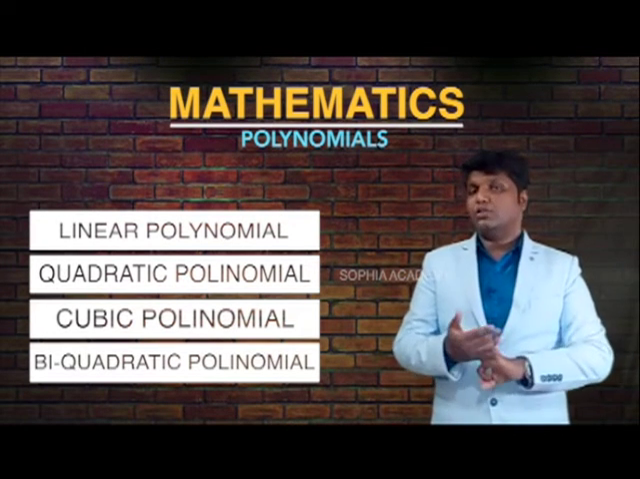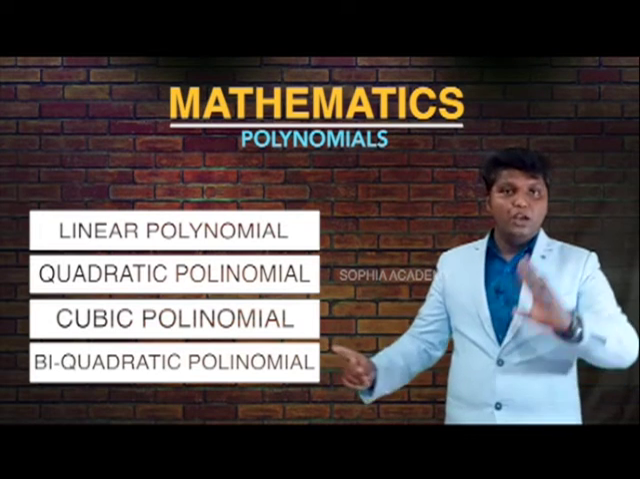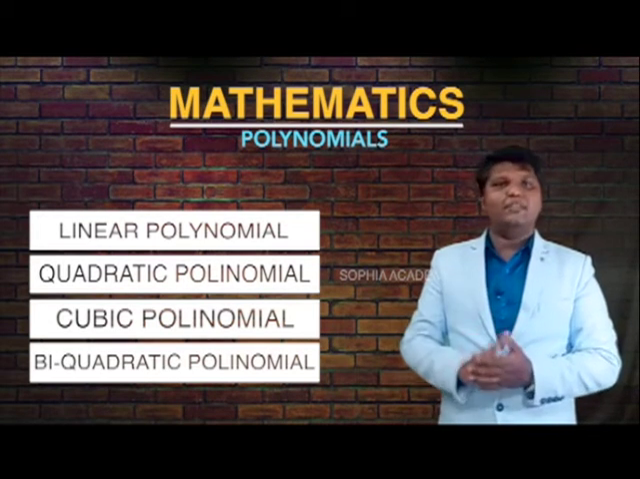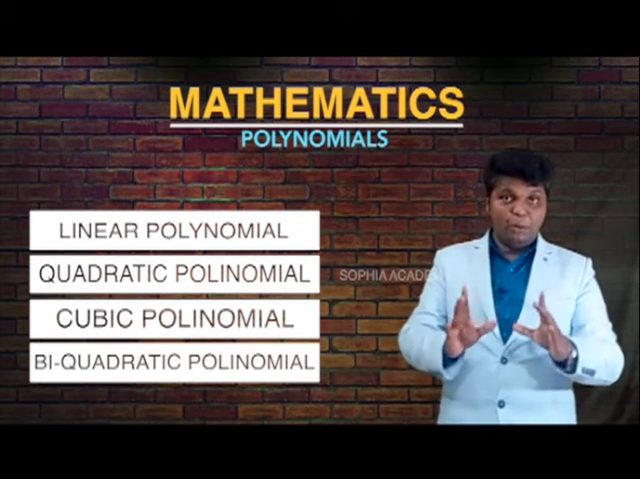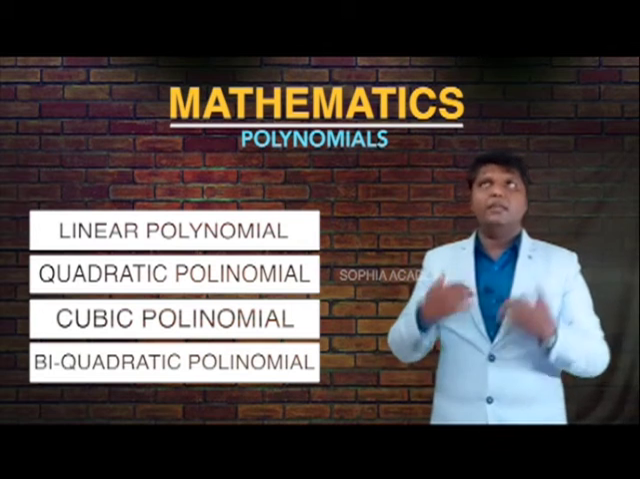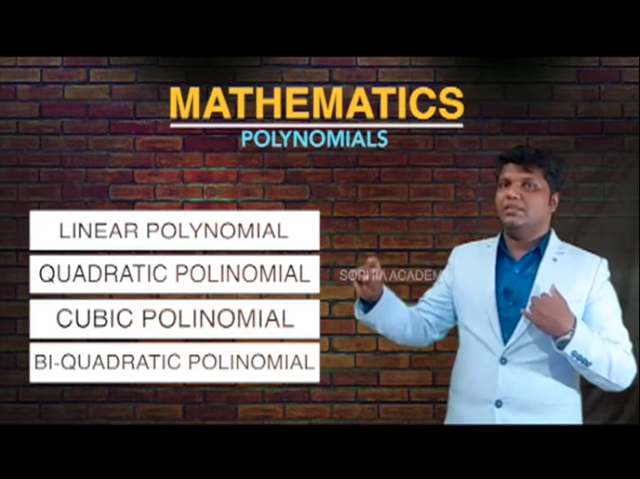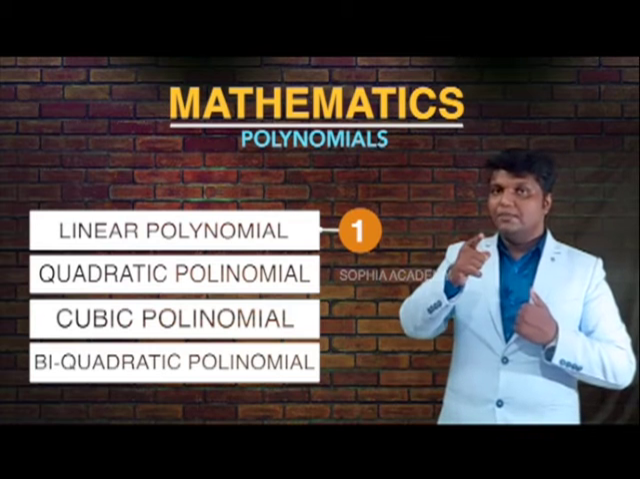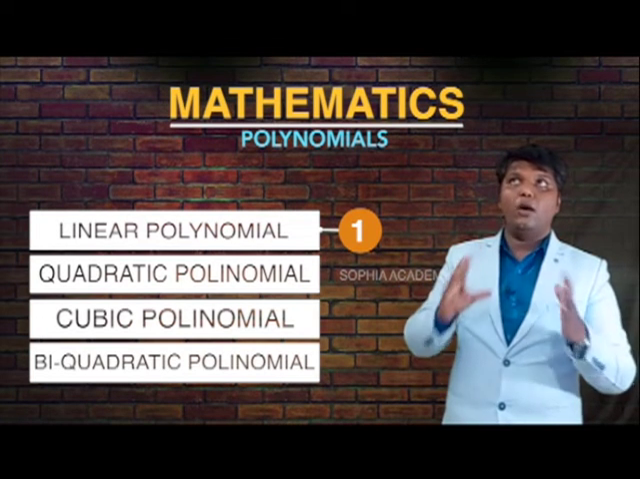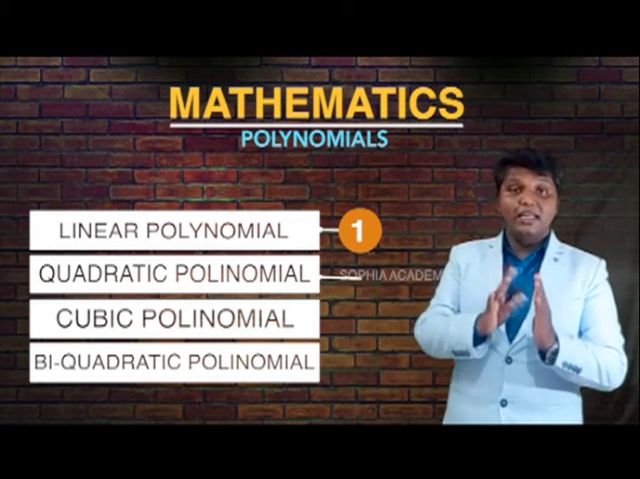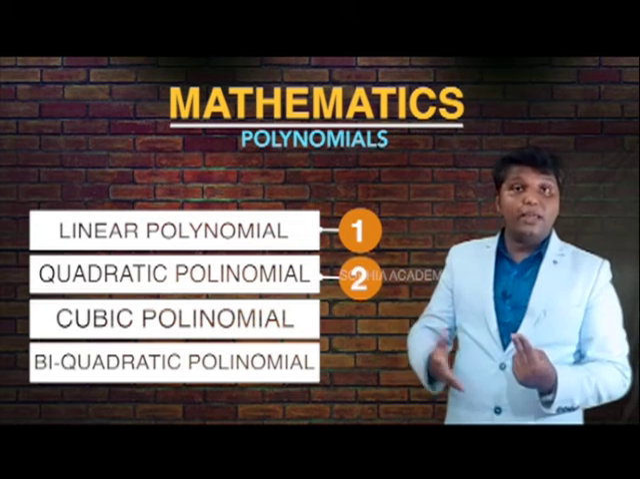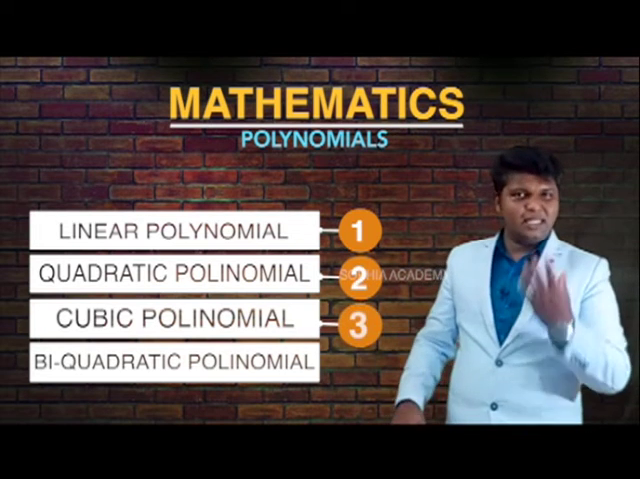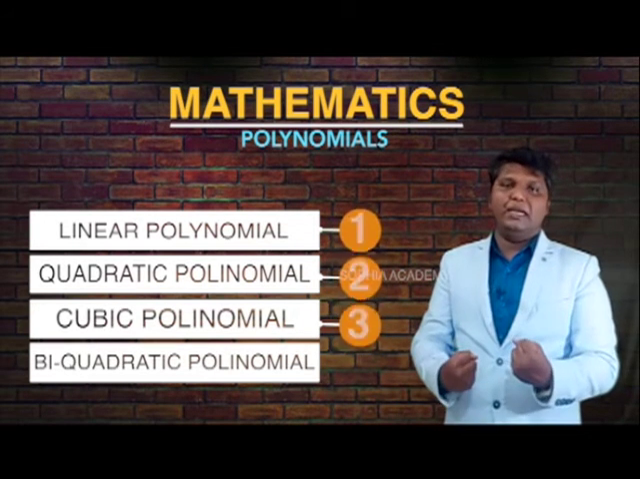The first 3 are so important because in your 10th class also you will be dealing with these first 3 categories. So keep these 3 things in your mind. Whenever you hear the word linear, it should come to your mind that it is an expression with degree 1. When you hear the word quadratic, what should come to your mind? Quadratic means the degree of the polynomial is 2. Cubic means the degree of the polynomial is 3. That should come automatically into your mind.